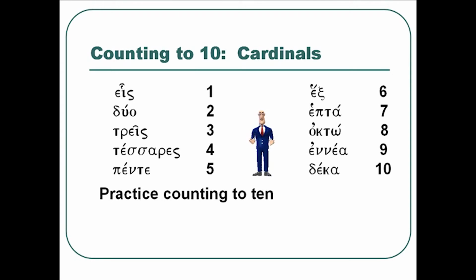Heis, dua, tres, tesseres, penta, hex, hepta, octo, enea, deca. Let's try it a second time here. Heis, dua, tres, tesseres, penta, hex, hepta, octo, enea, deca. And one final time.